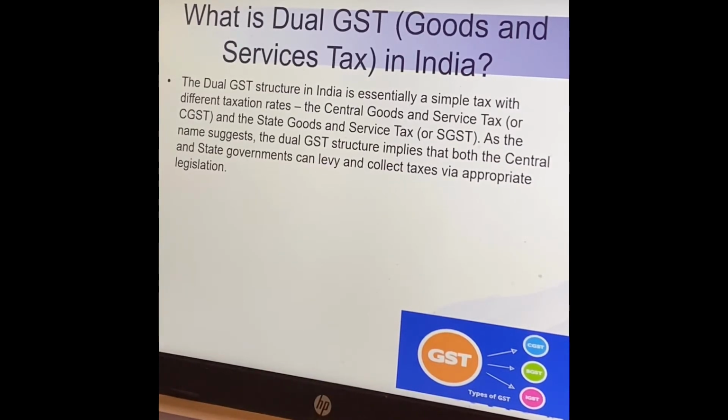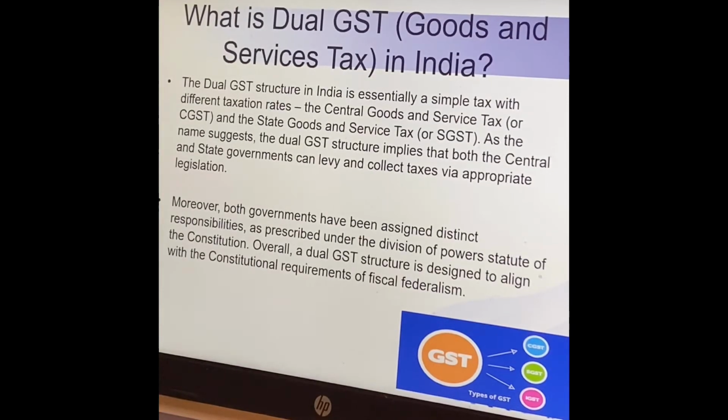As the name suggests, the dual GST structure implies that both the central and state governments can levy and collect taxes via appropriate legislations. There are rules in the GST Act which define who will be given how much tax. It's either central or state or both. Moreover, both governments have been assigned distinct responsibility as prescribed under the Division of Power Statute of the Constitution. Overall, a dual GST structure is designed to align with the constitutional requirement of fiscal federalism.